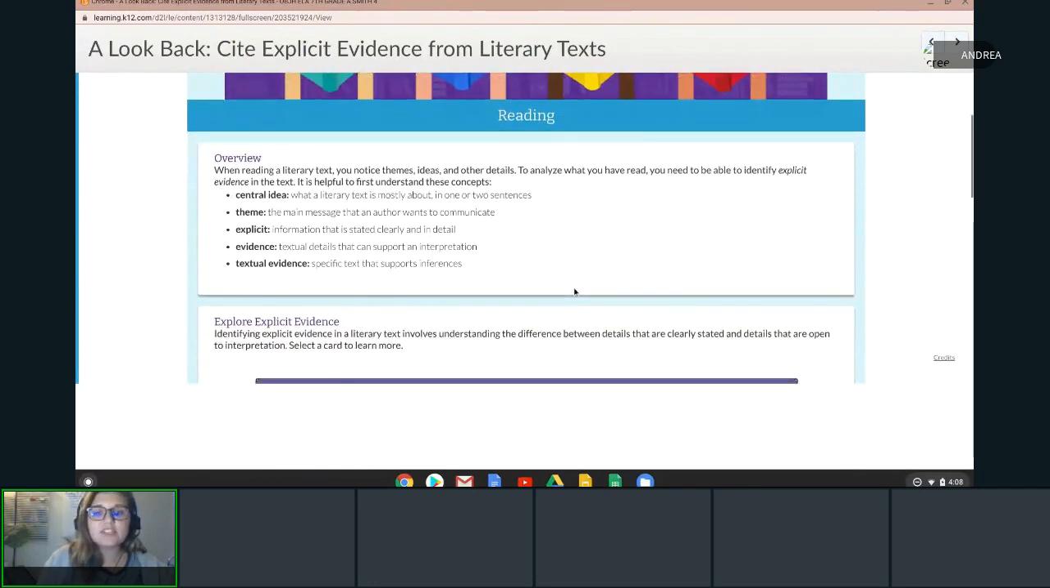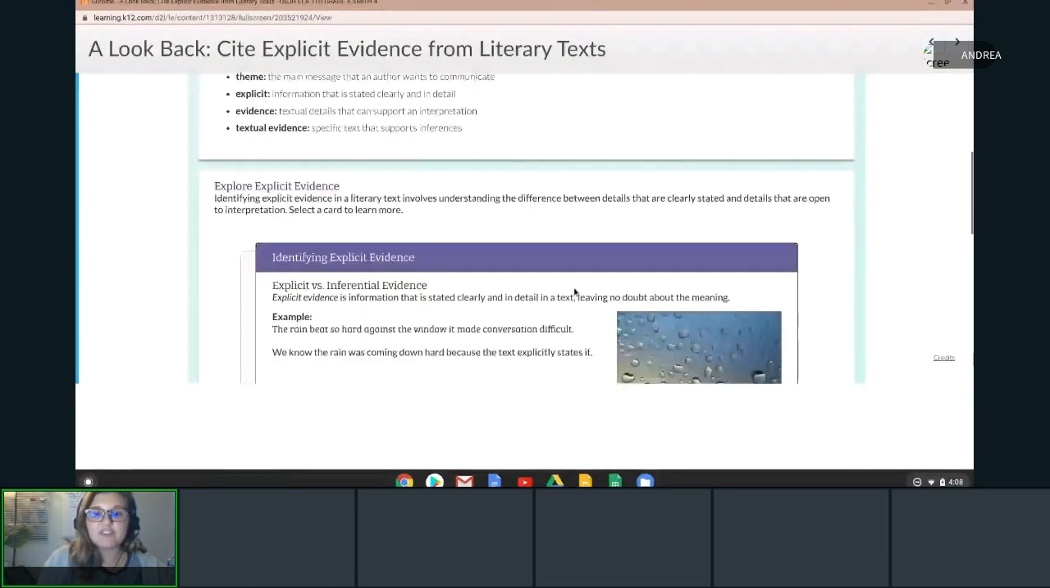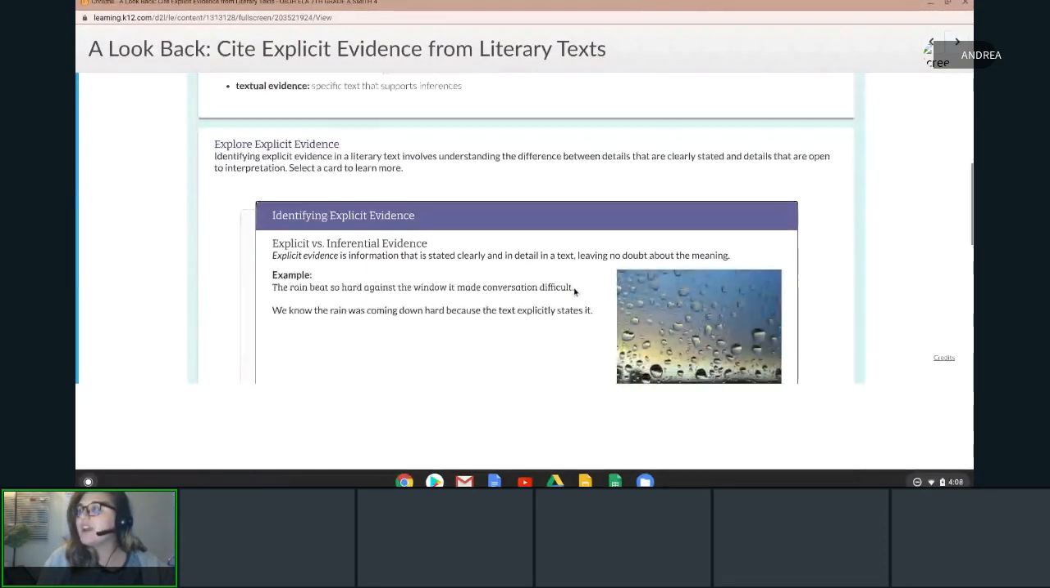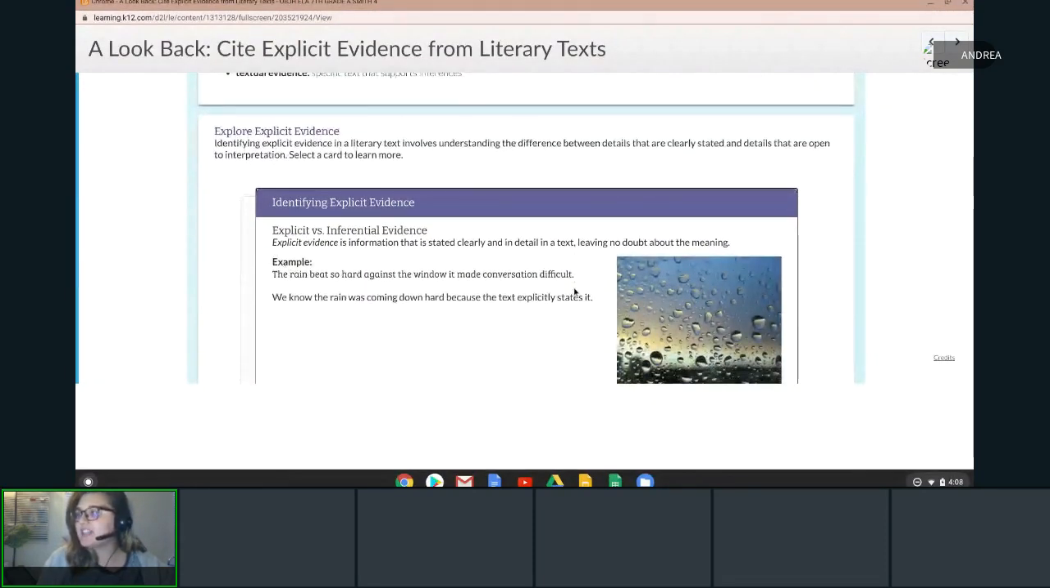So let's explore some explicit versus inferential evidence. Identifying explicit evidence in a literary text involves understanding the difference between details that are clearly stated and details that are open to interpretation. So we're going to select a card to learn more.